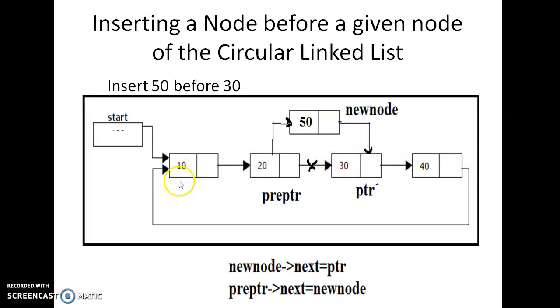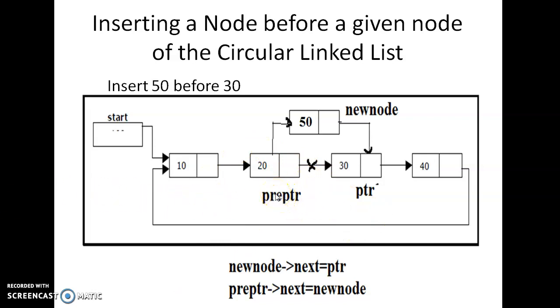I am starting at pointer equal to start, while pointer of data is not equivalent to 30, I am going to pointer equal to pointer of next. Like that, I am going up to the 30. So we are using the pre-pointer. What is the need of the pre-pointer? In the single linked list also, whenever the previous node is needed, I am using the pre-pointer. So similarly here also I am using the pre-pointer.